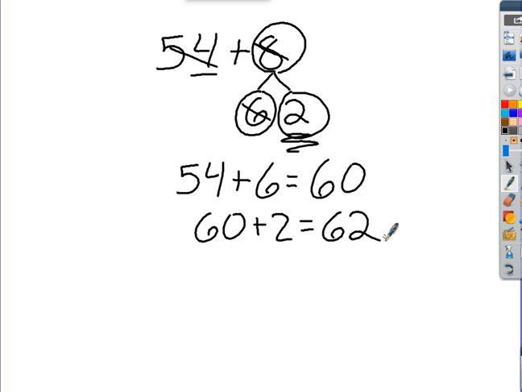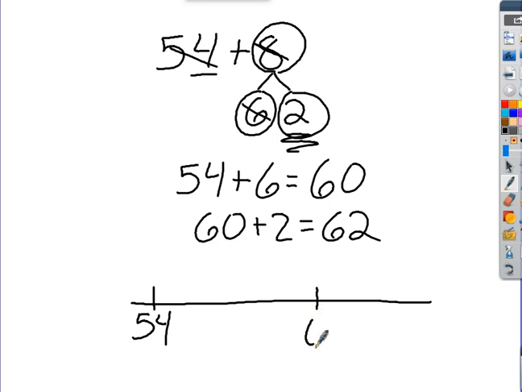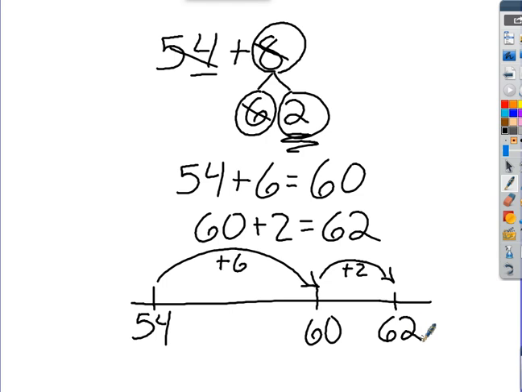And we get the answer 62. Now if we think about what this looks like on a number line and in our heads when we do mental math, we're going to start at 54. And oftentimes parents, adults, teenagers say, let me get to my next 10. My next 10 is 60, so I have to make a jump of 6, which leaves me another jump of 2. The answer being 62.